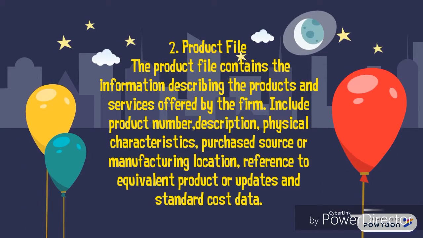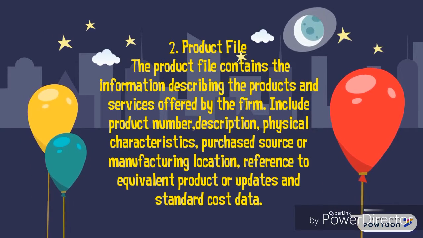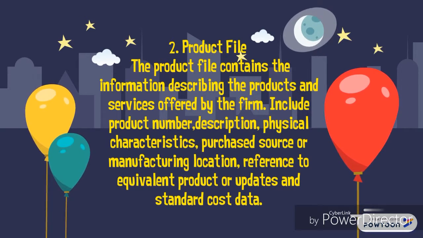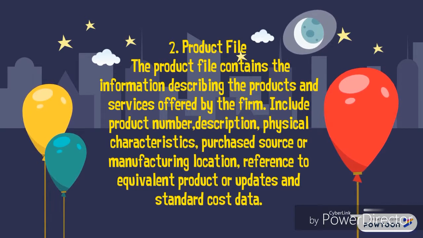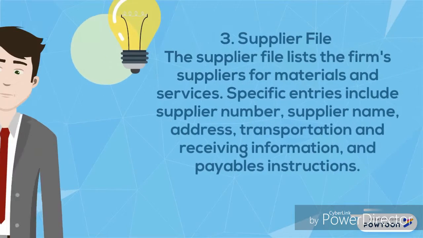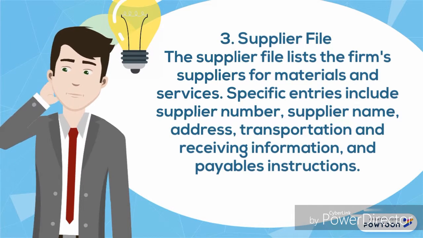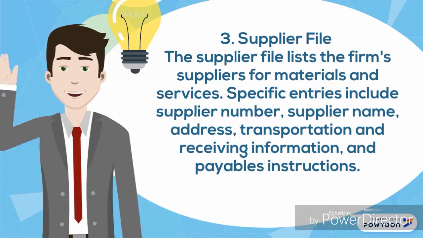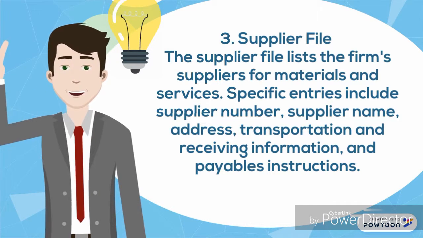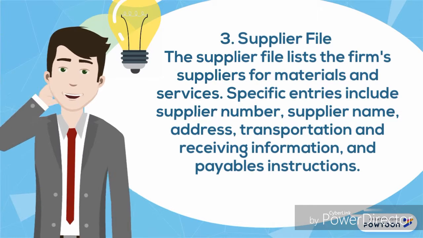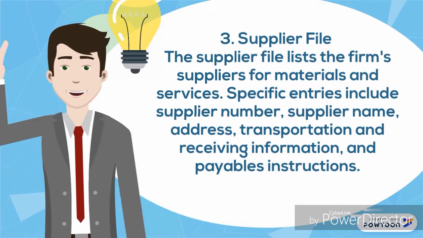The product file contains the information describing the products and services offered by the firm. Include product number, description, physical characteristics, purchase source or manufacturing location, reference to equivalent product or updates, and standard cost data. 3. Supplier file. The supplier file lists the firm's suppliers for materials and services. Specific entries include supplier number, supplier name, address, transportation and receiving information, and payables instructions.